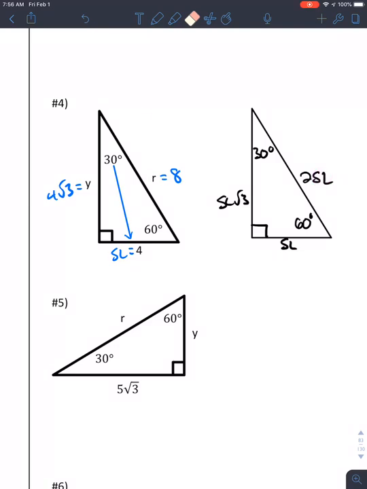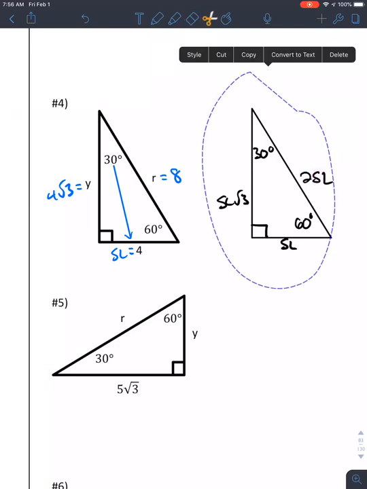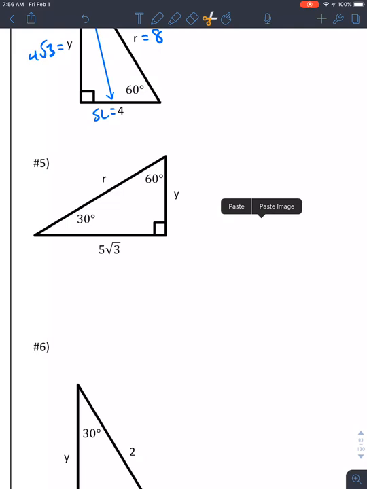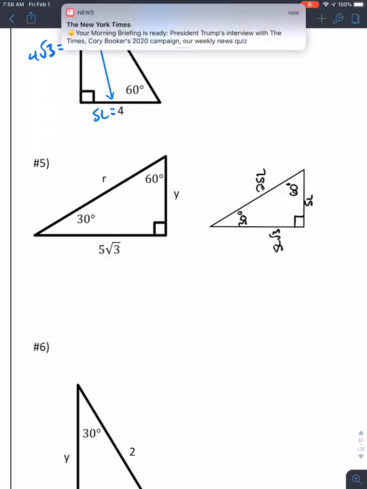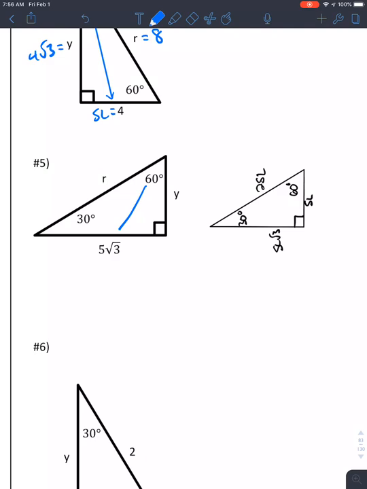Let's do another, shall we? Once again, this triangle I keep redrawing needs to be in your brain, needs to be memorized. Identify what side you're given. We're given the side opposite of 60. That's known as the short leg times the square root of 3. Well, what does that make the short leg? If we divide both sides by the square root of 3, we're going to get the short leg as 5.